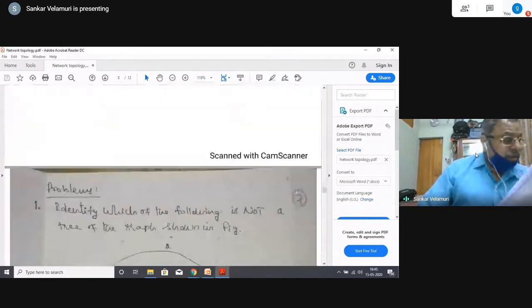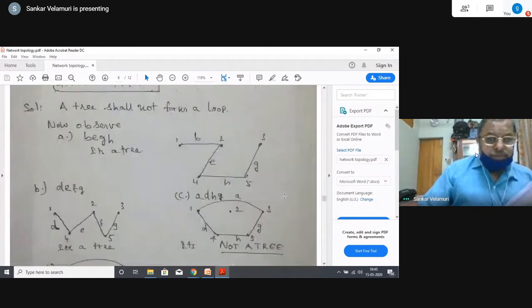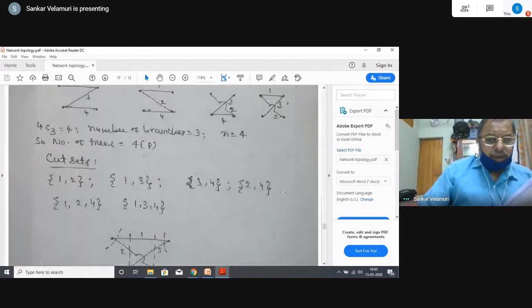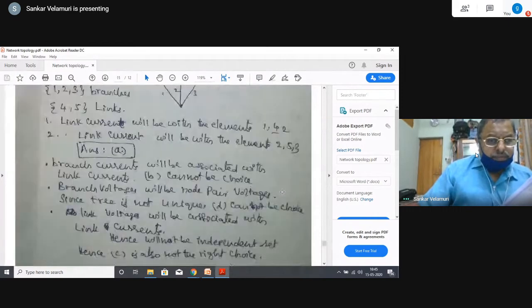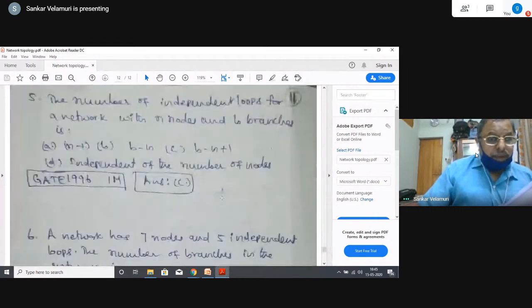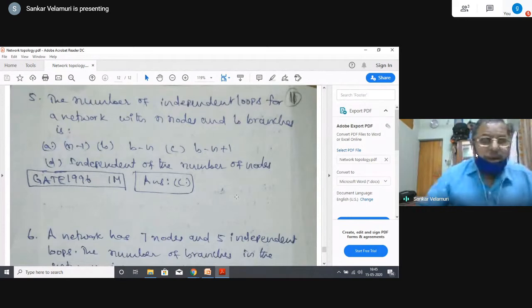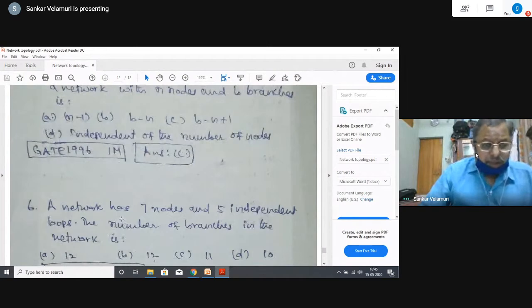A very good, genuine question is being given. Page number 11, question number 6. It is a question that is confusing. I repeat the statement of the problem here. The number of independent loops for a network with n nodes and b branches is b minus n plus 1. Not that. Similar to that here. Sorry, question 6.